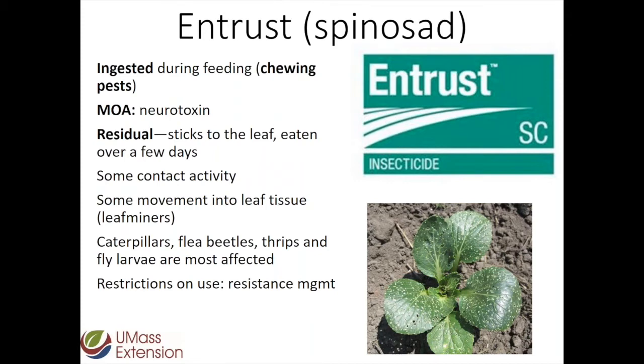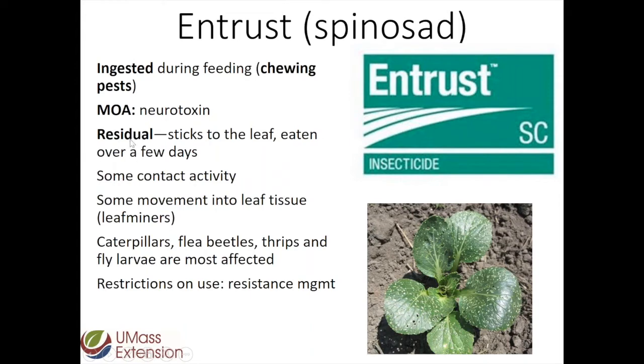This is spinosad, and it's a neurotoxin, and it has to be ingested to work. So it works mostly on chewing insects, things like flea beetles, caterpillars, fly larvae, and also thrips. It works best for those types of pests.